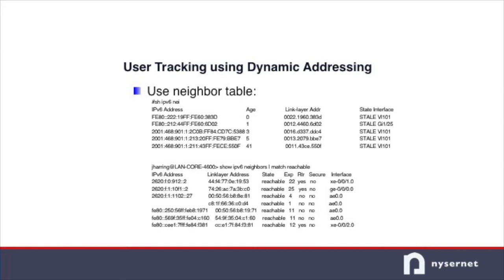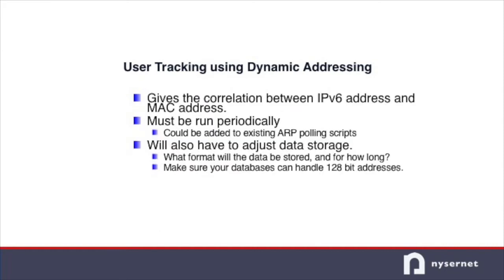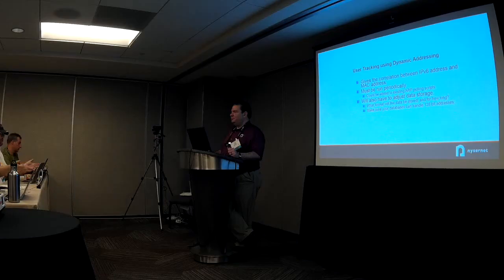If you're using SLAAC, if you're used to using DHCP for v4, it's very easy to get user MAC address, IP address, that set of information. If you're using SLAAC, you now have no stateful way of doing that, so this is one way of getting that information. Just like scraping your ARP table, it must be run periodically, and you will have to adjust your data storage.